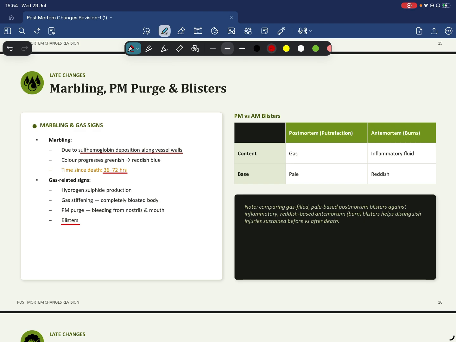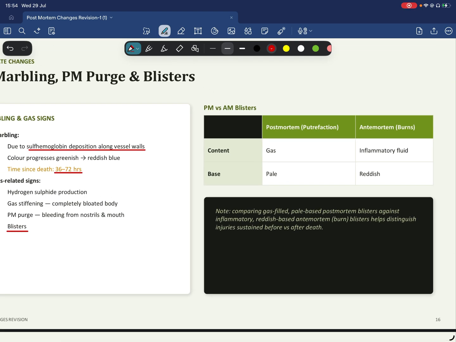Difference between post-mortem and ante-mortem blisters. In post-mortem putrefaction, there is gas seen, whereas ante-mortem blisters, which are caused by burns, contain inflammatory fluid. In post-mortem blisters, the base is pale, whereas in ante-mortem, it is reddish.